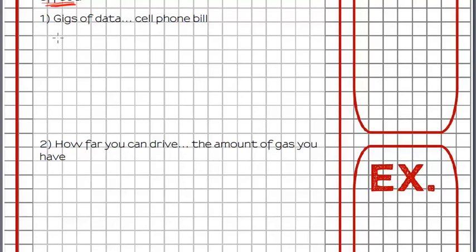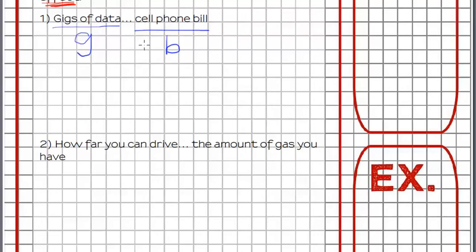So let's take a look at problem 1, and we will walk through this. The first thing we want to do is make sure we know what the variables are in this situation. These are pretty easy. It's obvious that this is one variable and this is the other. The gigabytes of data, let's use the letter G to represent this variable, and the amount of the cell phone bill, let's use the letter B to represent this. So these are the two variables in this situation, gigabytes of data and the amount of the cell phone bill.